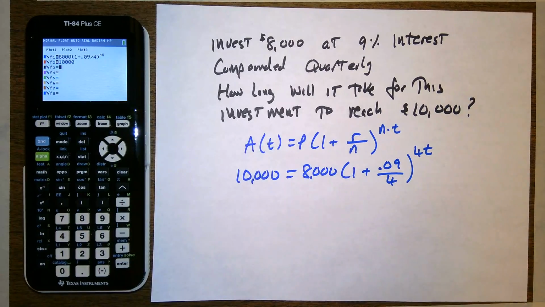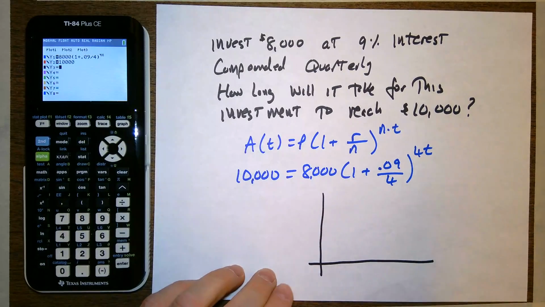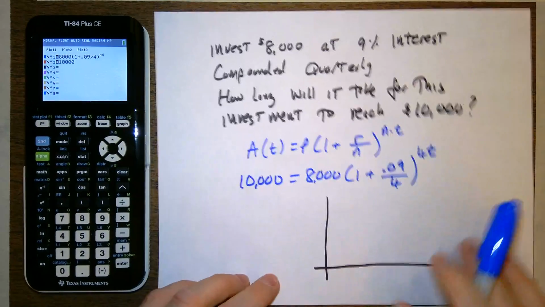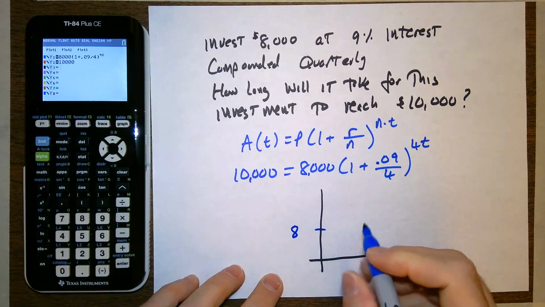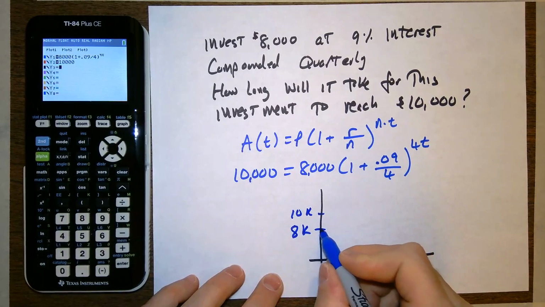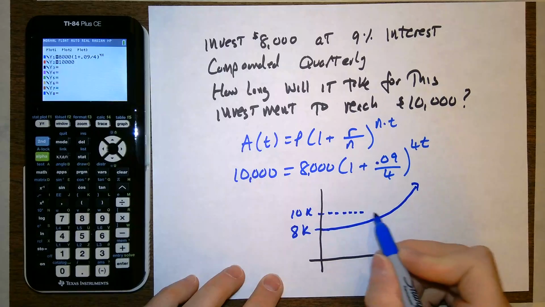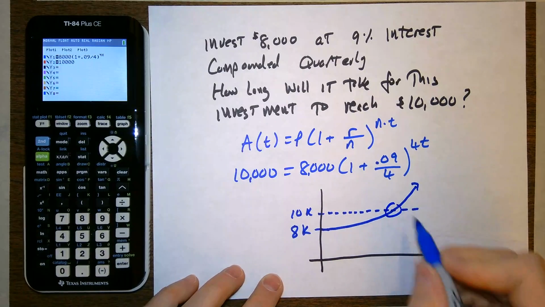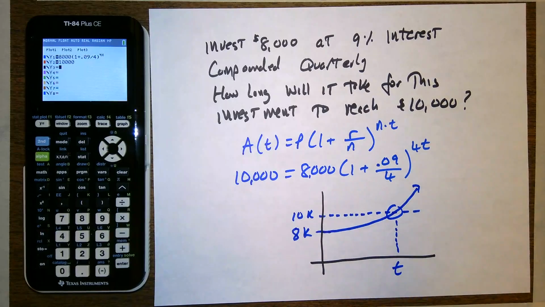And the graph that I should expect to see is my money growing over time. I should expect to see the starting of, let's say 8,000 is right here, and 10,000 is right here, and I should see my money growing over time. And here's 10,000, and there's the point of intersection, and this will tell me how many years. That's what I'm looking for, this graph right here.